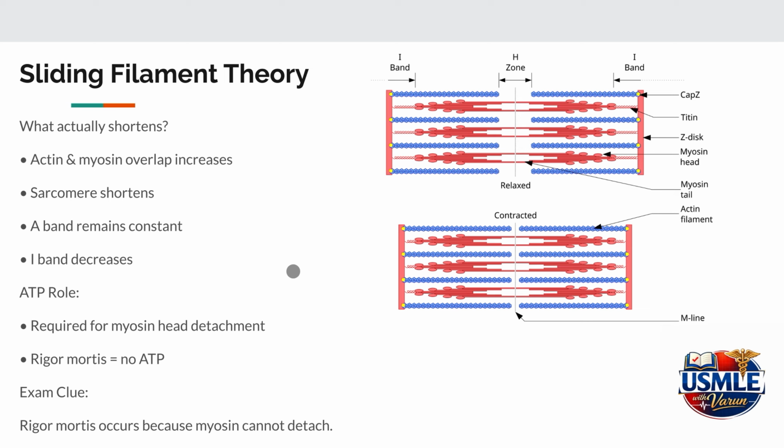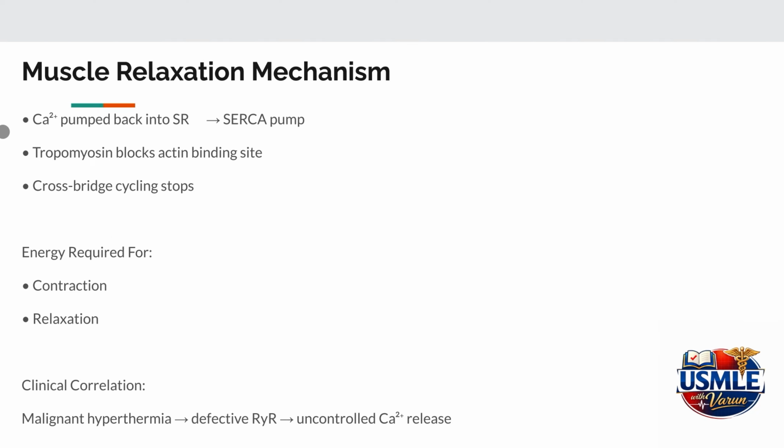So whenever muscle contraction and relaxation are happening, ATP is needed for both muscle contraction and muscle relaxation. At the beginning, calcium is released from the sarcoplasmic reticulum, and by the time muscle relaxation is happening, calcium re-enters the sarcoplasmic reticulum again. Muscle relaxation occurs when calcium is pumped back into the sarcoplasmic reticulum by the SERCA pump, the sarcoendoplasmic reticulum calcium ATPase. Tropomyosin then blocks the actin binding sites, and as a result, contraction stops. Energy is required for contraction and relaxation.